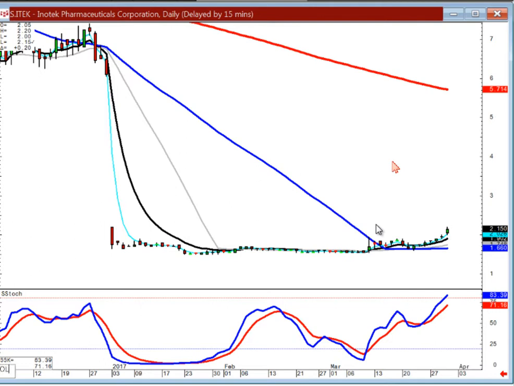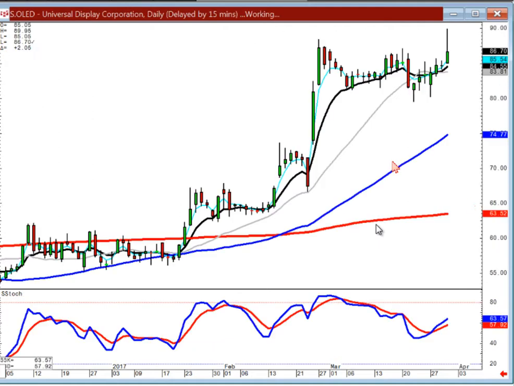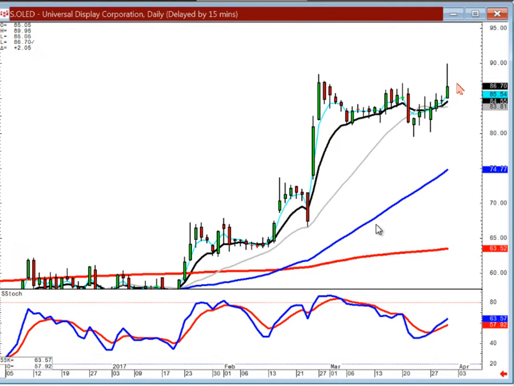OLED. Fry pan bottom setup up here. You can be buying this one on positive trading tomorrow, breaking out through this area.